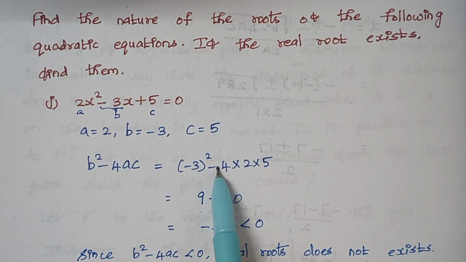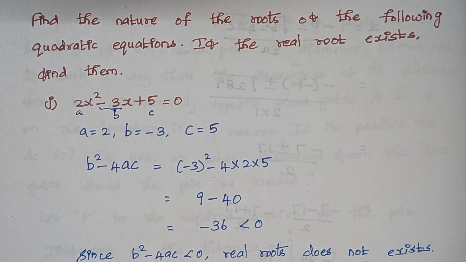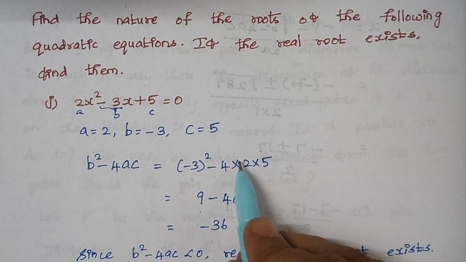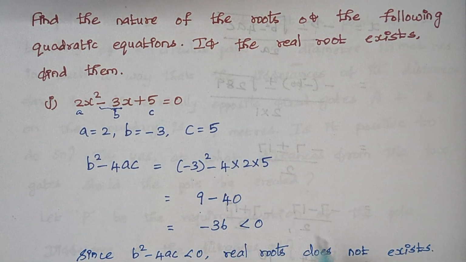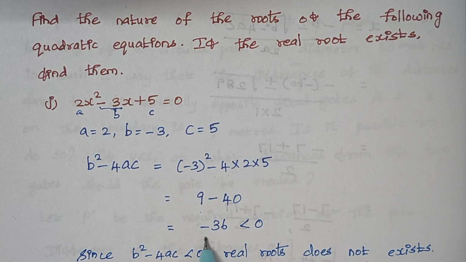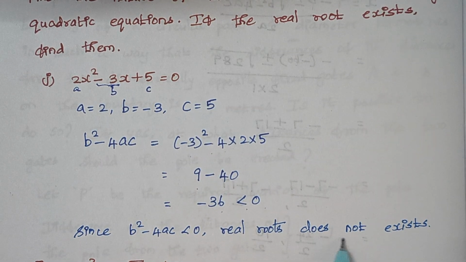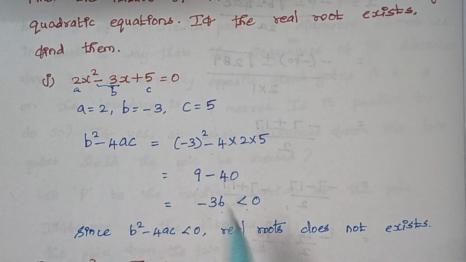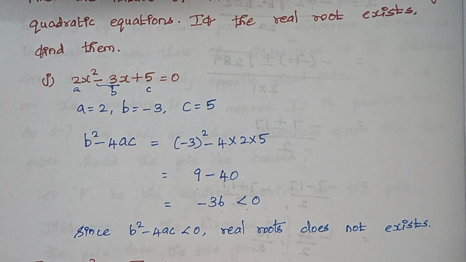So here you see we have a minus sign. I believe you people know the basic sign conventions, right? So these two numbers have a positive sign, whereas here there is a minus sign. So plus into plus is always plus and plus into minus becomes minus. So 9 minus 40, here the answer is minus 36. So this value is less than 0. So therefore, you see real root does not exist. Whenever the value of b square minus 4ac is a negative number, real roots will never exist for that quadratic equation. Now we move on to our second problem.